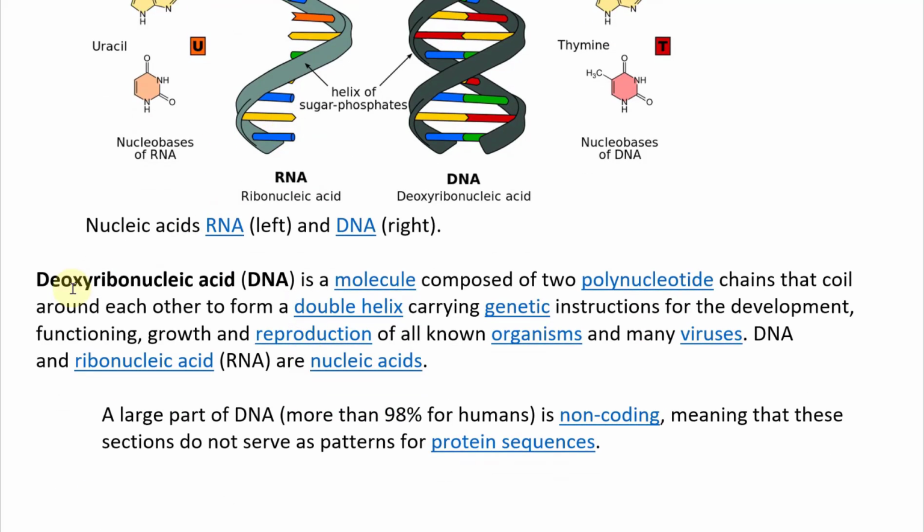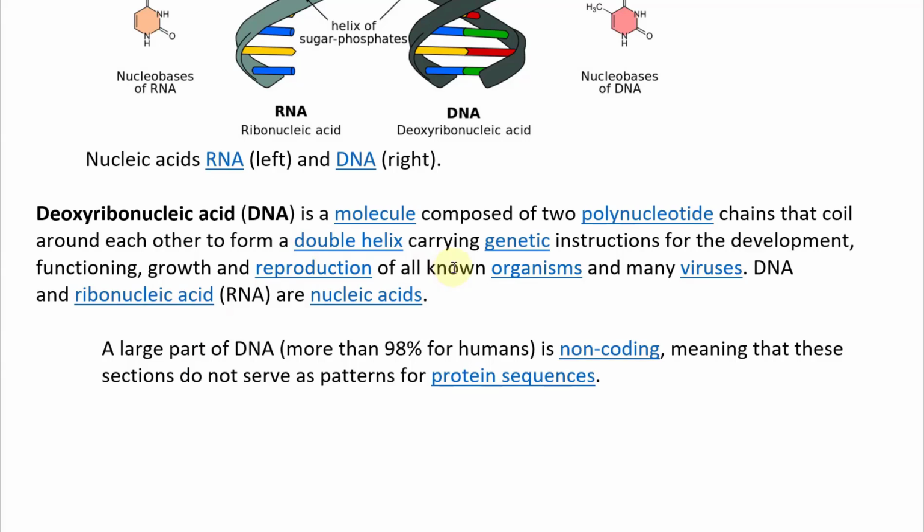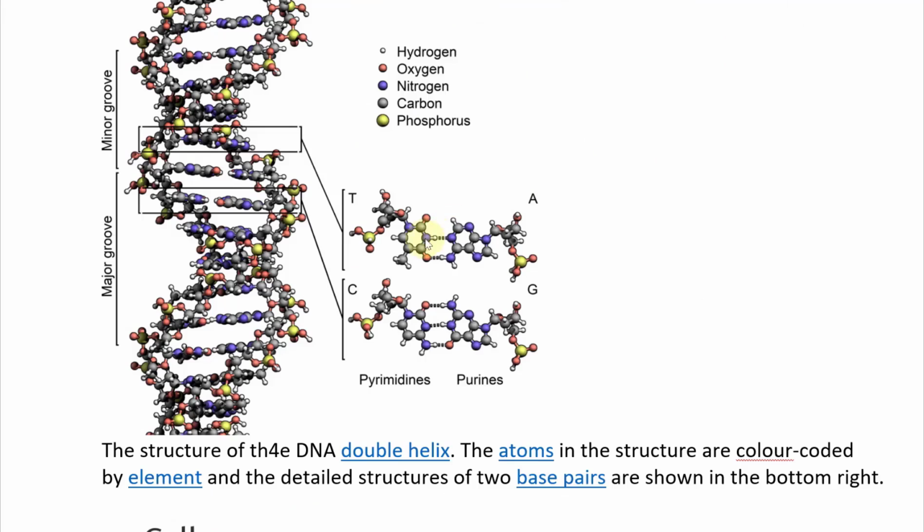Let's look into deoxyribonucleic acid, or DNA, and this is a molecule composed of 2 polynucleotide chains, like this one here, so 2 of those chains, that coil around each other to form a double helix carrying genetic instructions for the development, functioning, growth, and reproduction of all known organisms and many viruses. DNA and ribonucleic acid, RNA, are nucleic acids, so they're all nucleic acids. A large part of DNA, more than 98% for humans, is non-coding, meaning that these sections do not serve as patterns for protein sequences. Now that is a very interesting statement there. All right, so let's continue further.